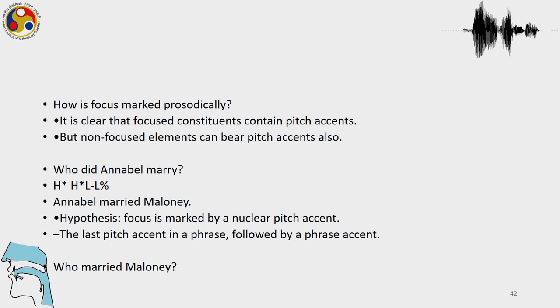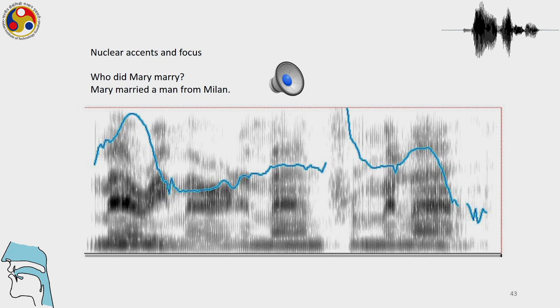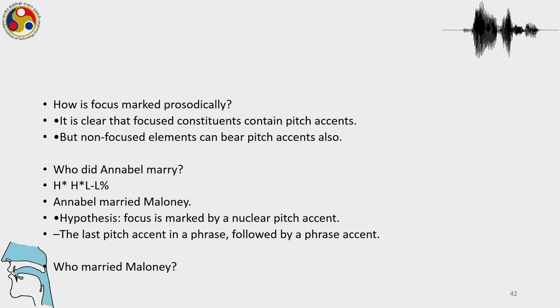It is clear that focus constituents contain pitch accents. We have seen the rise and the fall to show pitch accents in vitamins and legumes. So, those are what we call pitch accents, but non-focus elements can bear pitch accents also. So, let us listen to this sentence. Mary married a man from Milan. So, who did Mary marry? Mary married a man from Milan. So, this is your new information, okay. But if the question is, who did Annabelle marry? Annabelle married Maloney. And then here, the hypothesis is that focus is marked by the nuclear pitch accents.